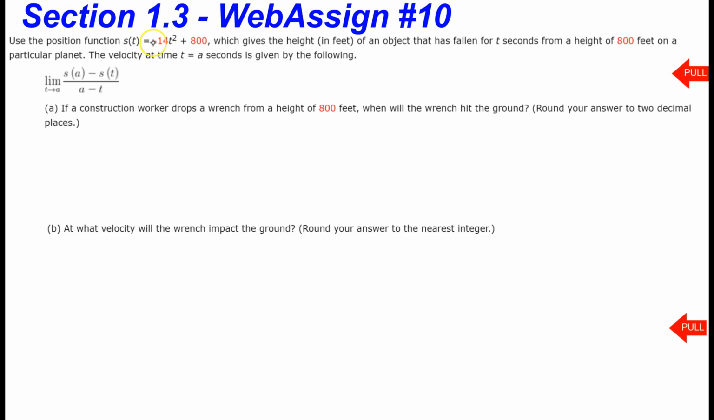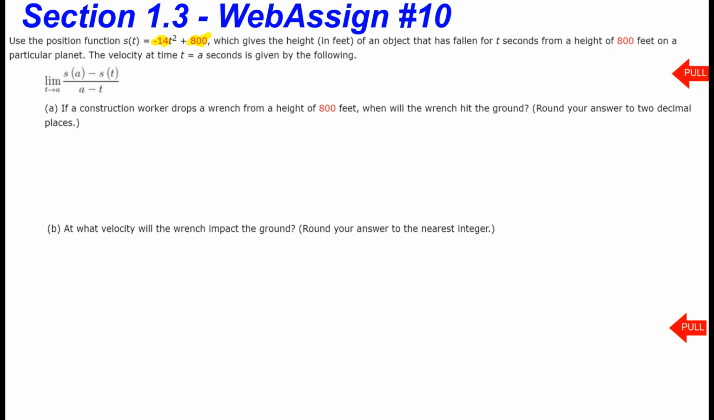And the first student that asked me about it had the randomized numbers of -14 and 800. So if that happens to be the same as yours, great, you get a free solution. Otherwise, you're just going to have to follow along with my steps. Okay, so let's just read the problem first.